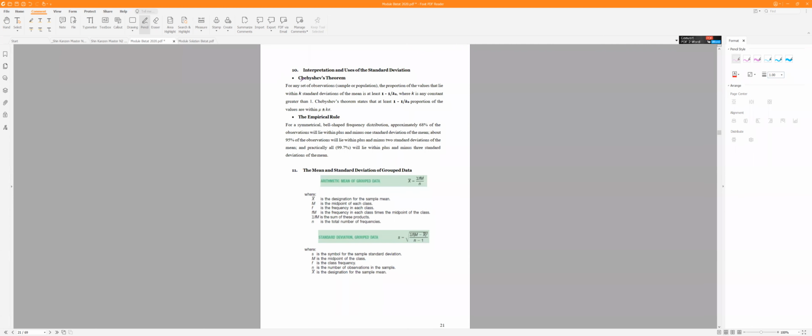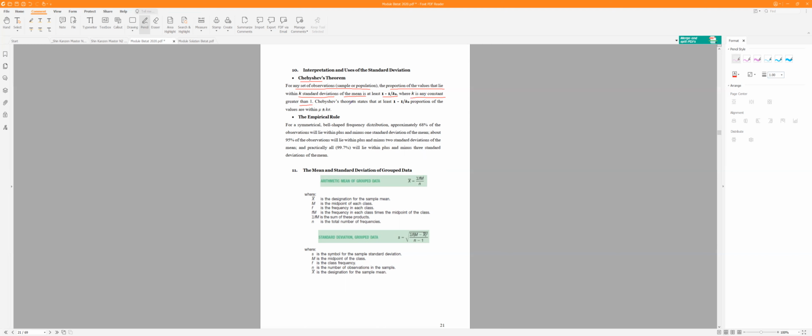So number 10, Chebyshev's theorem. This is one of the most used ones during the test. It's also quite easy, so good for you all. For any set of observations, the proportion of the values that lie within k standard deviations of the mean is at least 1 minus 1 divided by k squared, where k is any constant greater than 1.